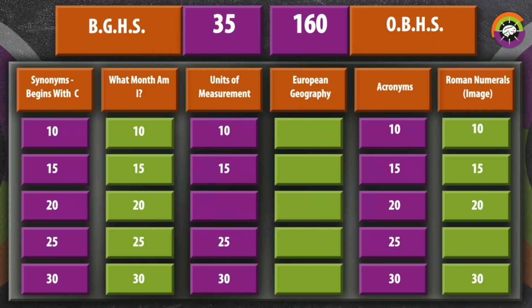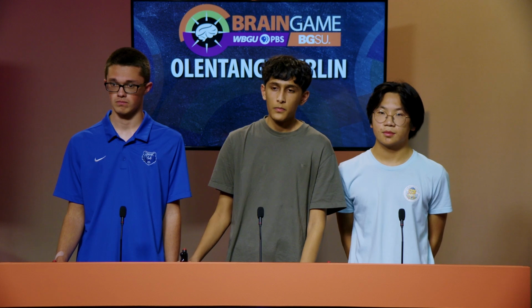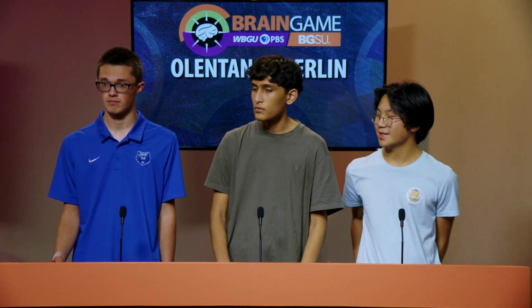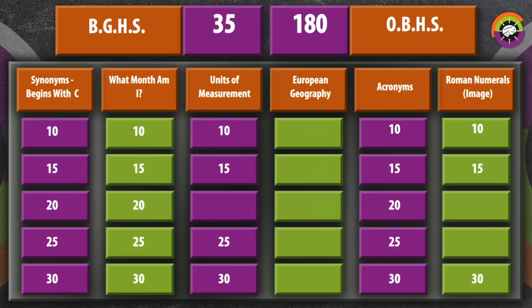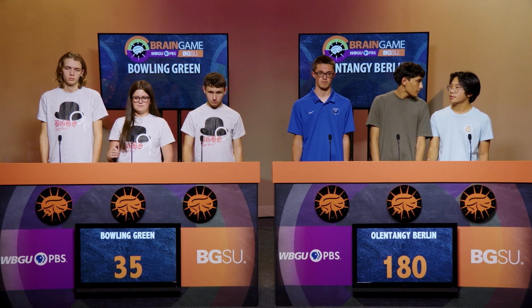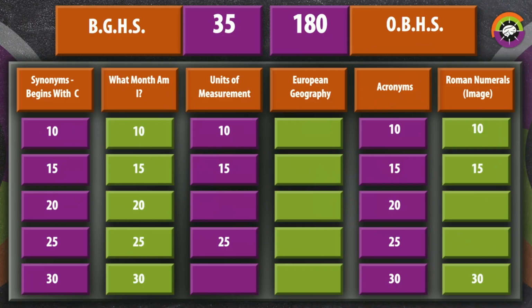Roman numerals for 20. Roman numerals for 20 points. Identify this number. That would be Olentangy Berlin. Akil. 727. Correct. Olentangy Berlin in control. Units of measurement for 30. Units of measurement for 30 points. 16.5 feet. Time, we were looking for 1 rod. All right, Olentangy Berlin in control.